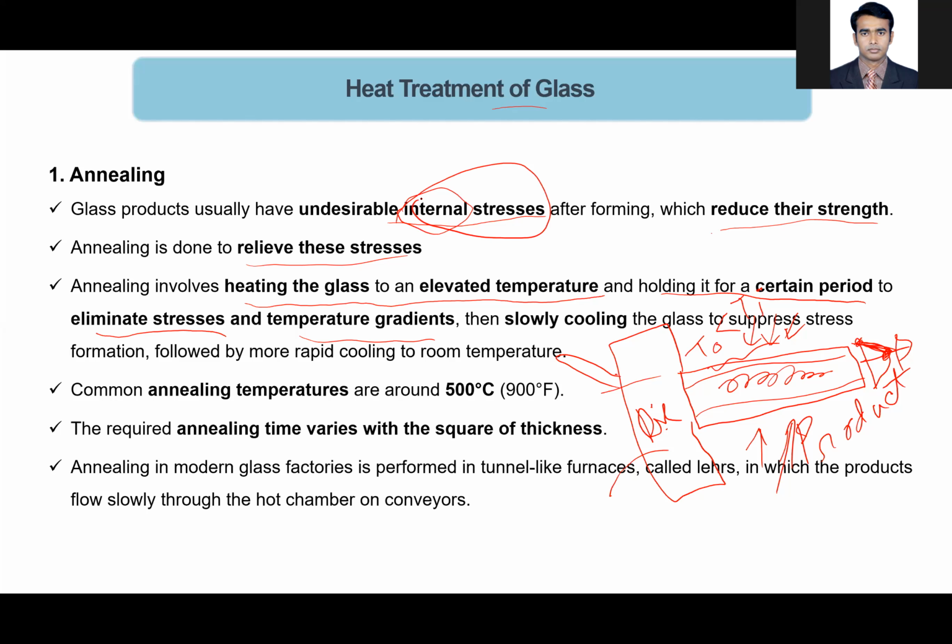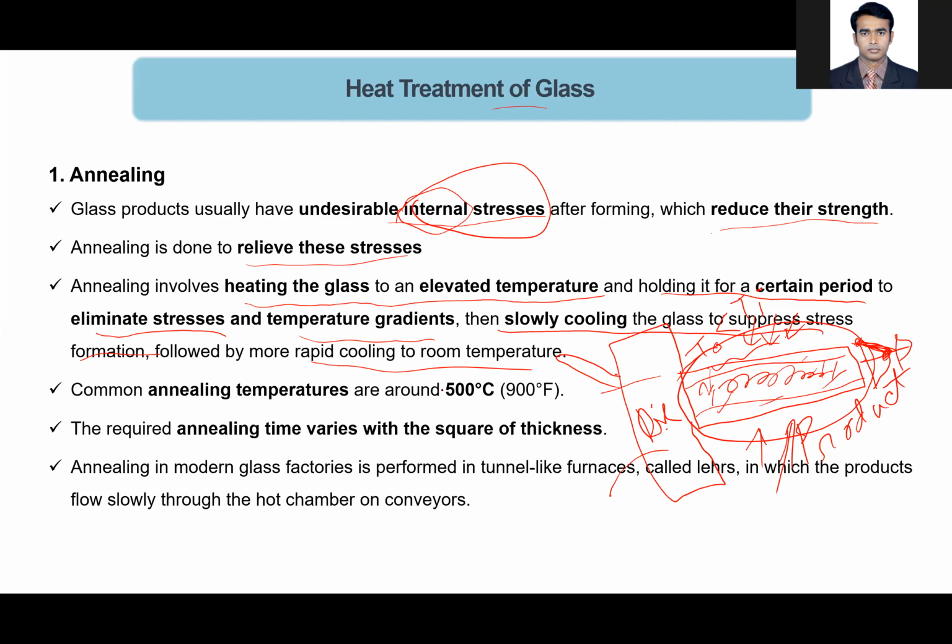Okay, and to relieve that internal stress, we have to increase the temperature of the whole material to a certain temperature and keep it at that temperature for some time to move the molecules and become uniform, and then we slowly cool the glass to suppress the internal stress formation, and internal stress will be removed when the temperature of the material reaches room temperature.